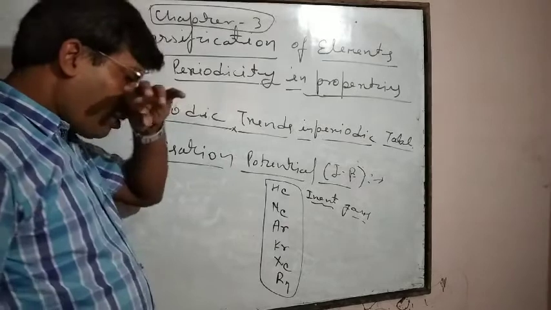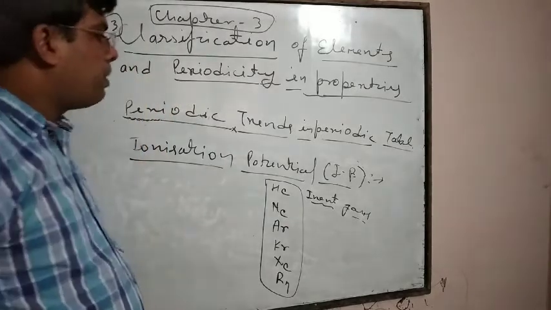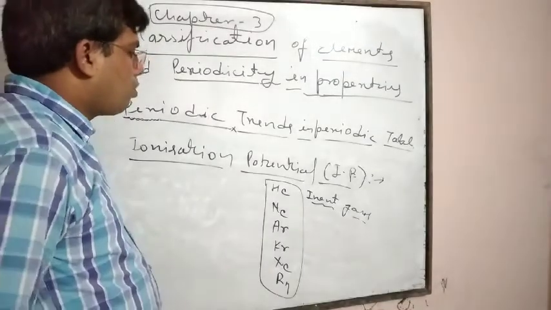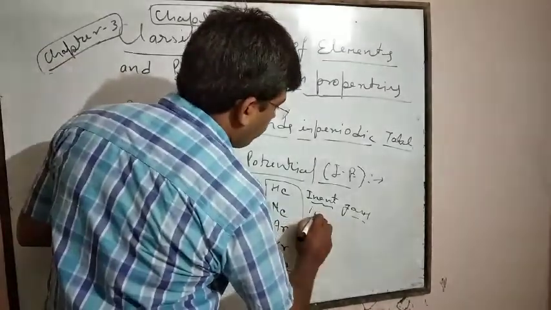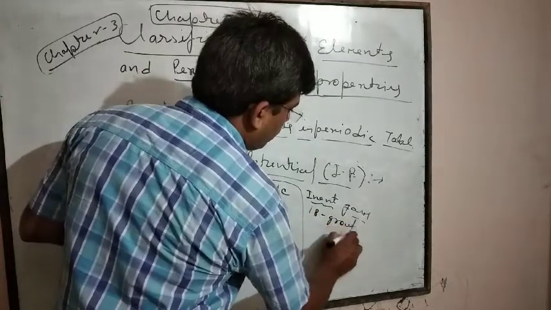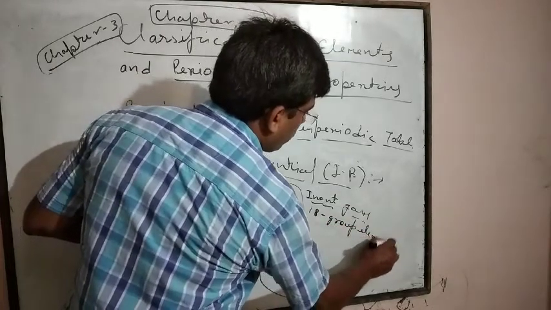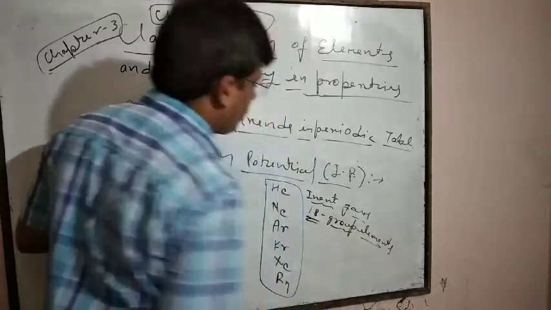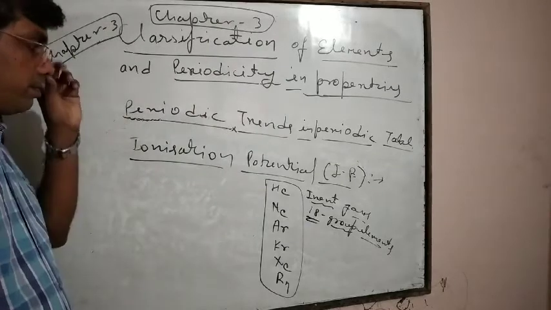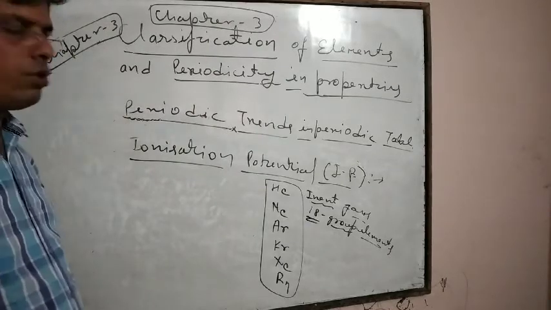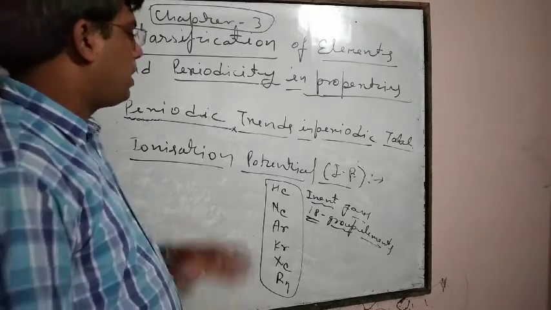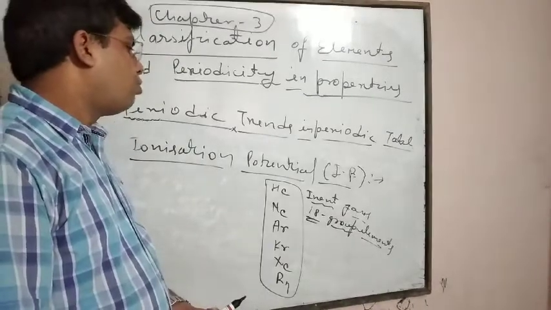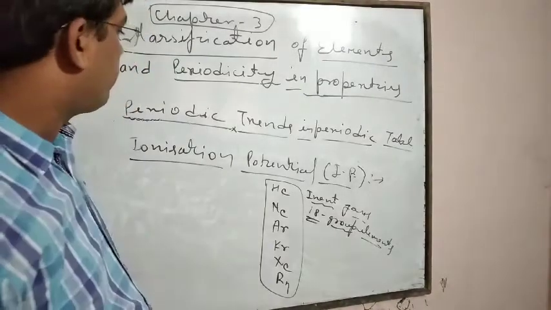Among all groups in the periodic table, 18 group elements have a high value of ionization potential due to stable electronic configuration. These are 18 group elements. So dear student, you should keep in mind 18 group elements have a high value of ionization potential or ionization enthalpy due to more stable electronic configuration.